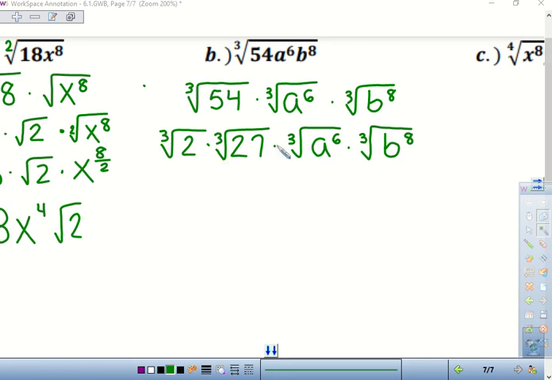Alright, anyways. So, what would be the cube root of 27? 3. So we've got 3, the third root of 2. And then we've got a to the 6 over 3.